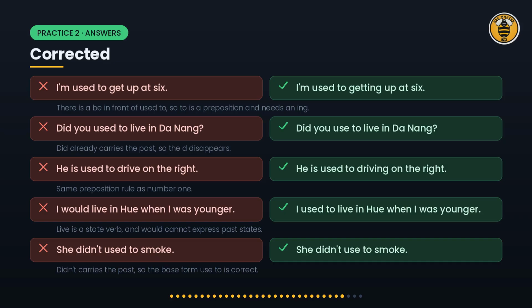4. I used to live in Hue when I was younger. Lived is a state verb and would cannot express past states. 5. She didn't use to smoke. Once again, didn't carries the past, so we need the base form.